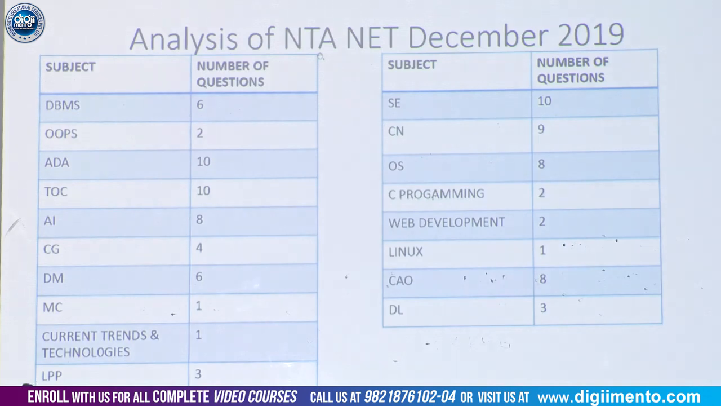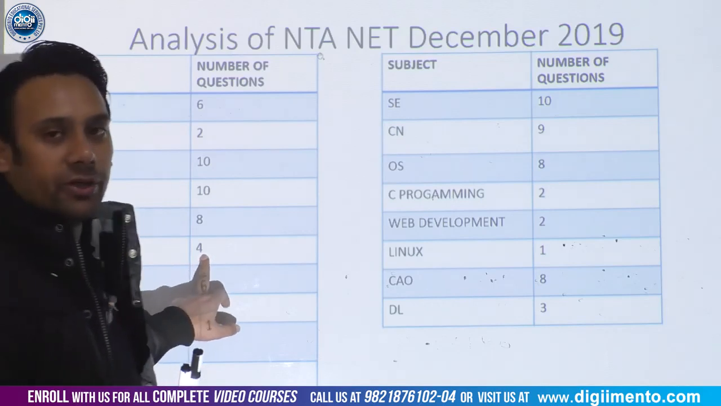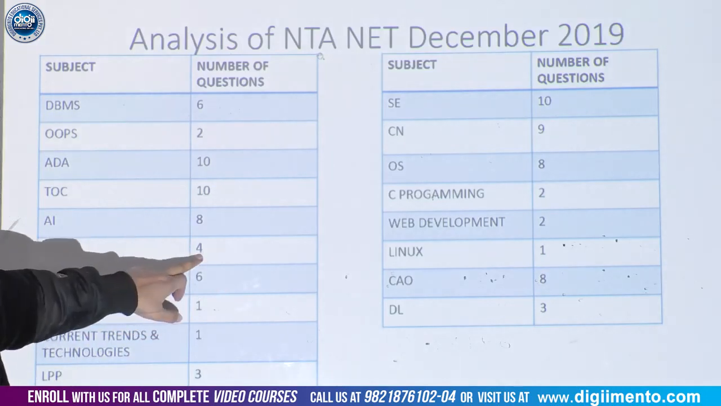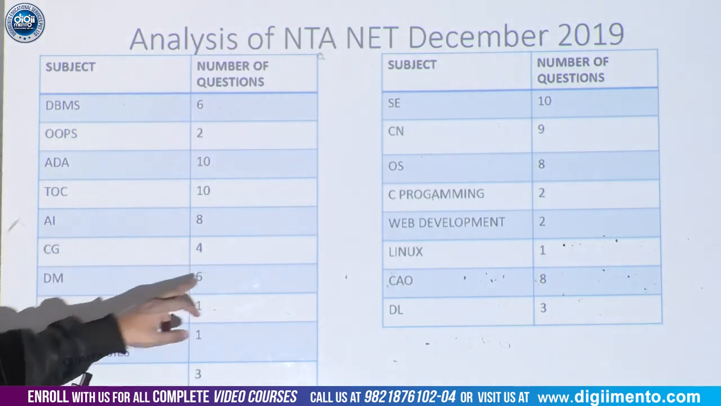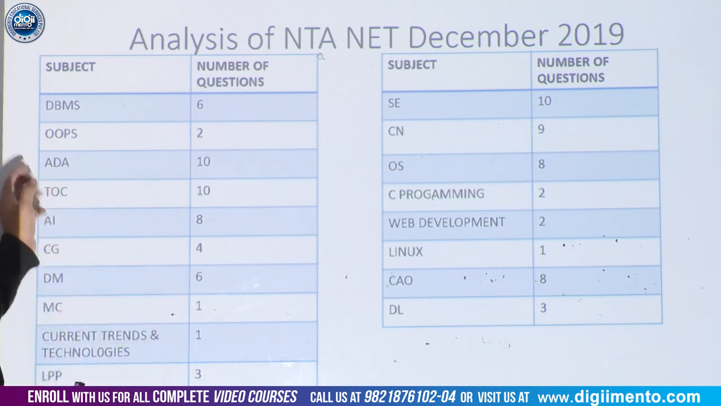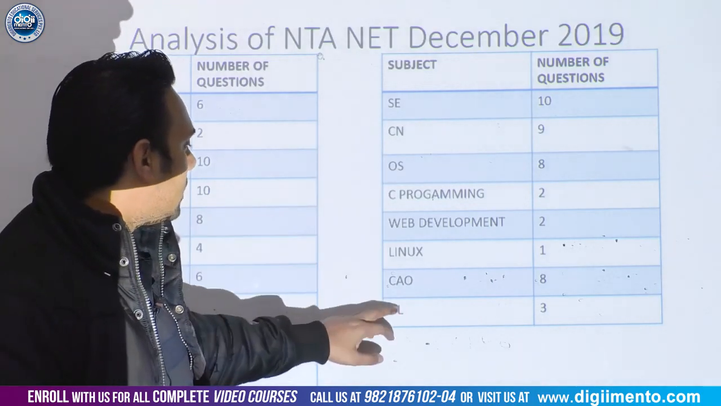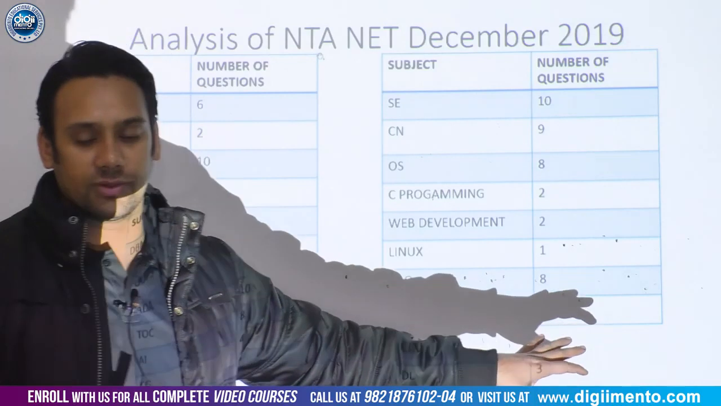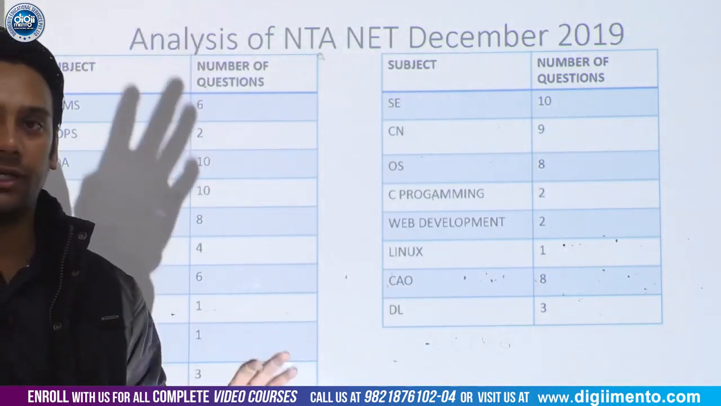So if you look at this analysis, subjects like computer graphics are important. So first of all we are going to cover the most important subjects, then we are going to cover the less important subjects, right? From computer graphics they got 4 questions this time, from discrete mathematics they got 6 questions, and from subjects like digital logic they got 3 questions, right? So we have to cover these topics also. Obviously we are not going to leave those 30 questions, right?